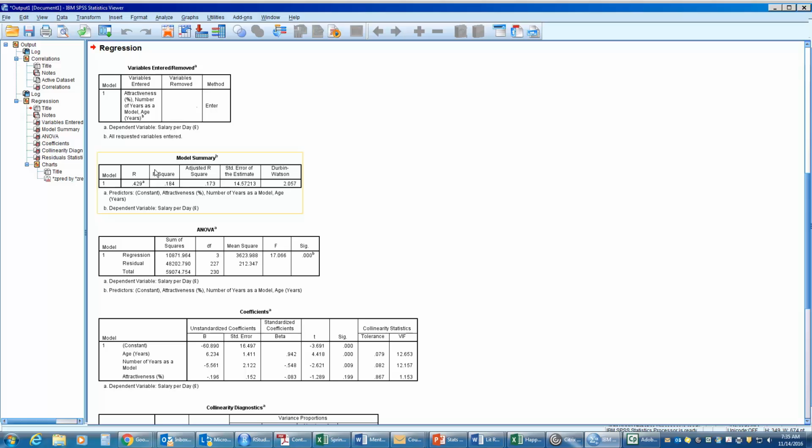This is our R square, which tells us what percentage of the variance is accounted for by this model. We usually interpret this as a percentage, so this would be looked at as 18% of the variance accounted for by this model. The difference between adjusted R square and R square allows us to determine the goodness of fit of this model.